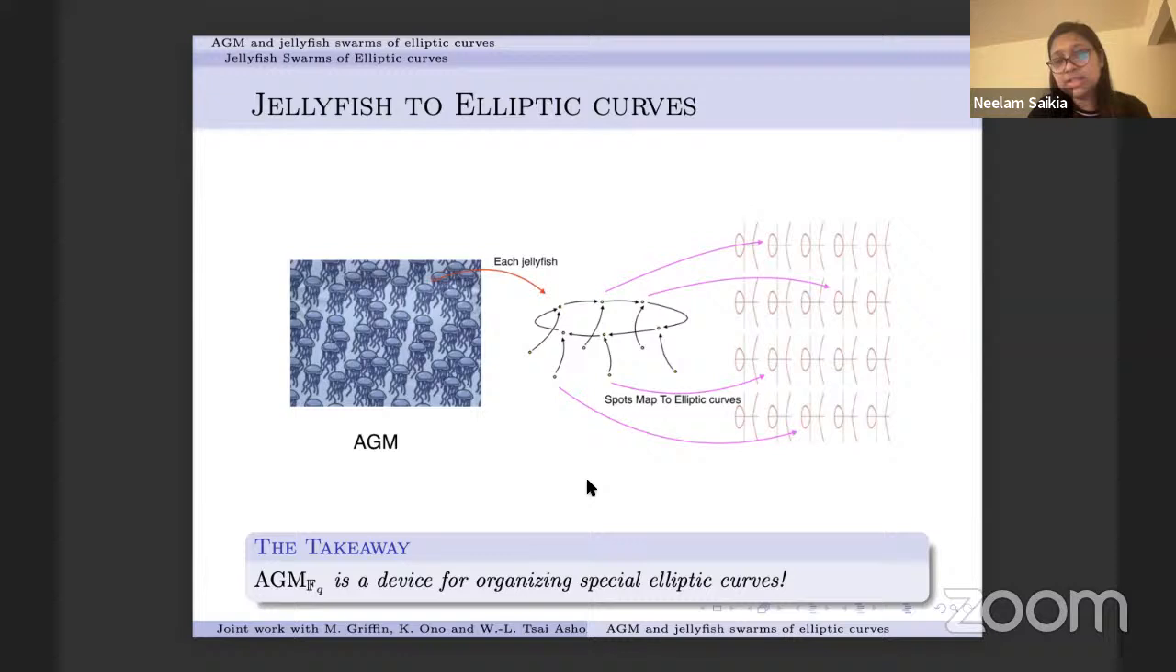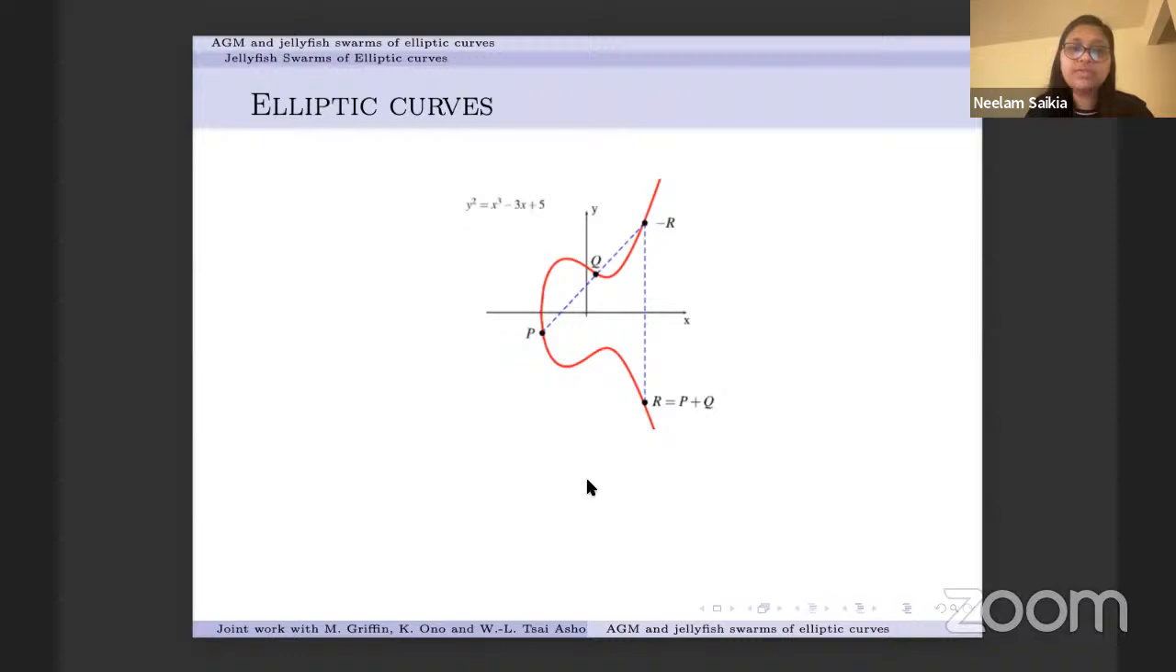So let me just briefly give you the definition of an elliptic curve. An elliptic curve is a smooth cubic projective curve with rational points. So here we consider an elliptic curve in affine space. For example, if we choose this curve, y squared equals x cubed minus 3x plus 5, we draw this curve in red.